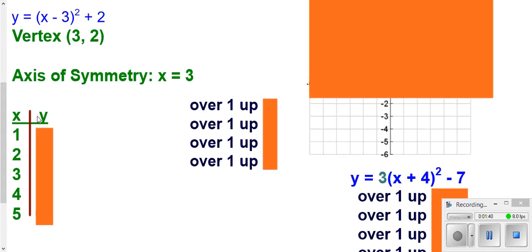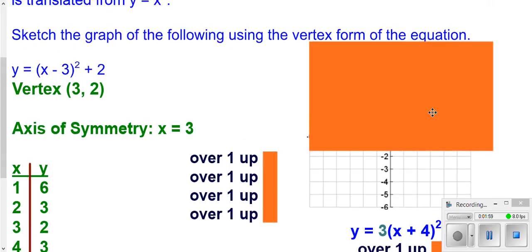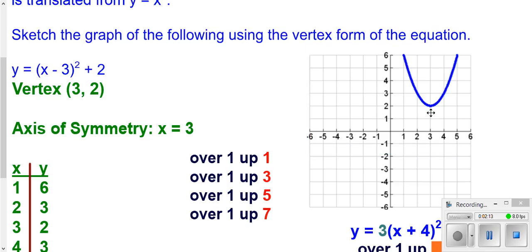Now, when you're making your graph, you can always go ahead and make a t-chart. You could put x equals 3 here, and then try 2 to 3 numbers on each side of your vertex, and we talked about how we can use our calculator to make that t-chart. Now, there is a slightly easier way to do that. It's following this pattern here. Over 1, up 1, over 1, up 3, over 1, up 5, over 1, up 7. In other words, we're going up by the odd integers. So I'll show you how that shows up on your graph.